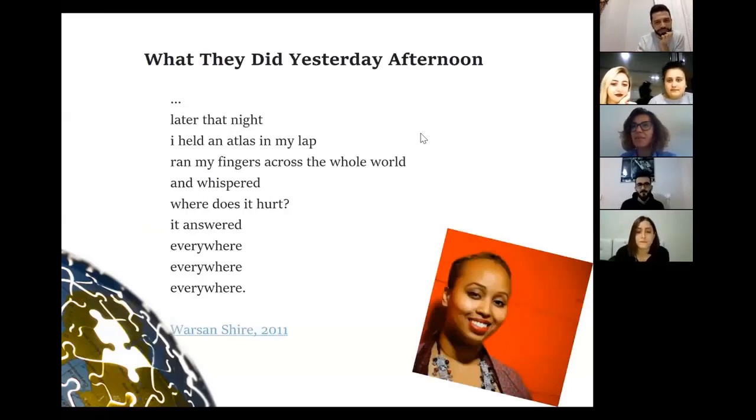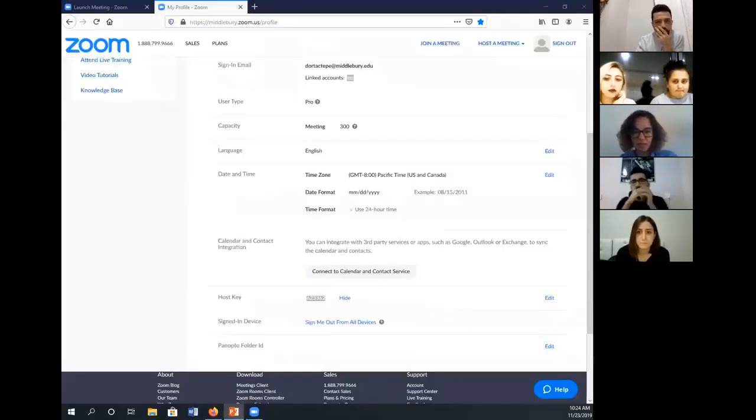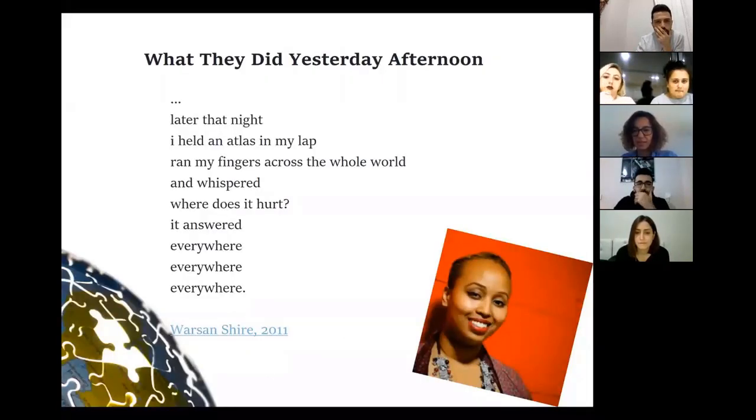So let's move on. Here's a poem by Warsan Shire. She was born in Kenya. She's a London-based Somali British writer, and this is the end of her poem. She says, later that night, I held an atlas in my lap, ran my fingers across the world, and whispered, where does it hurt? It answered, everywhere, everywhere, everywhere.